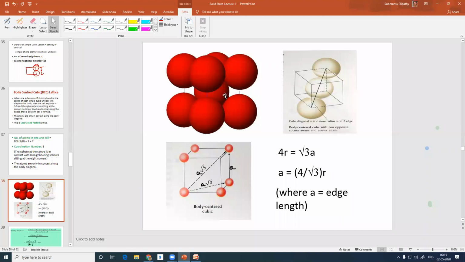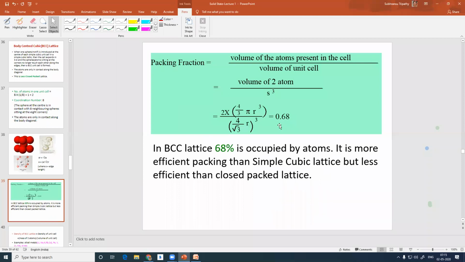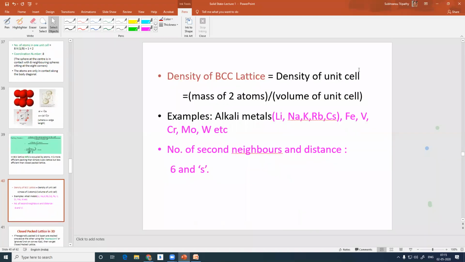This diagram we had drawn. This is root 3a is equal to 4r, r, 2r, r. So 4r is equal to root 3a. We have done it. This is a point model. This is a space filling diagram. And we have already found out this. BCC is 68%. And you write down this.